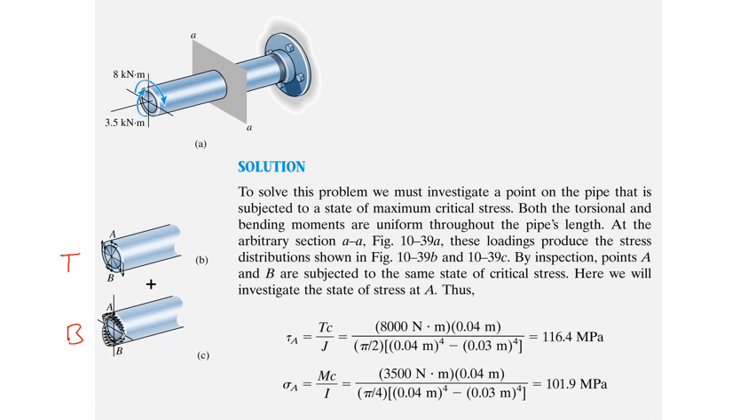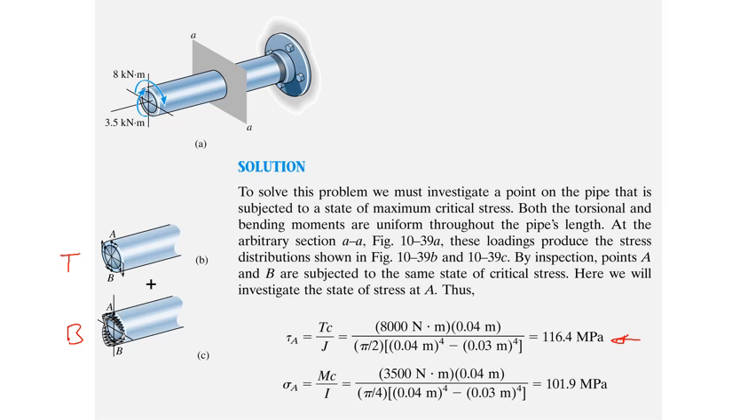From our equation, tau A or B, they have the same value, is equal to T C over J, where as usual T is the torque, C is the furthest distance from the centroid, in this case R max or the outer radius, and J is the polar second moment of area of the cross section for the tube. We will get tau A is 116 megapascal.